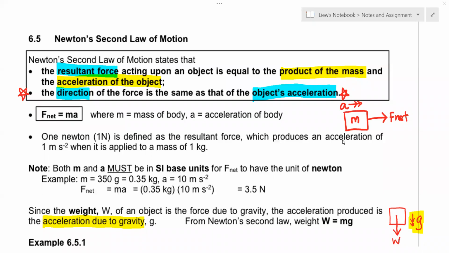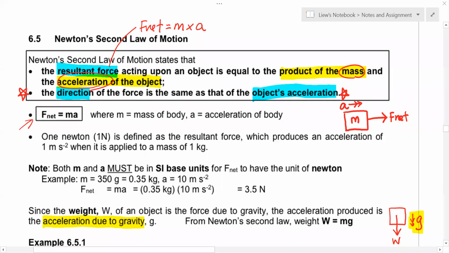Newton's second law of motion states that the resultant force acting upon an object is equal to the product of the mass and acceleration of the object. So resultant force can be represented by F net, which is equal to the product of the mass, M, and acceleration, so M times A. Therefore, you have this equation over here: F net equals MA.